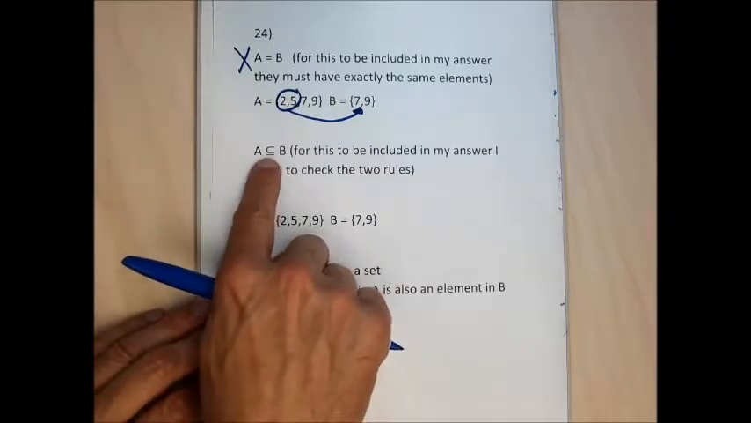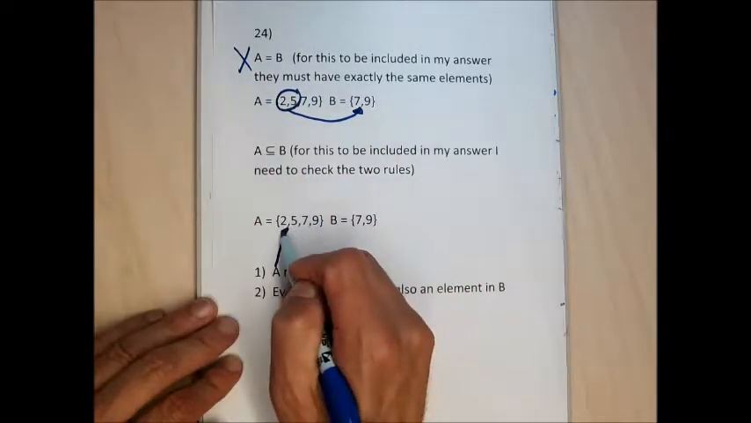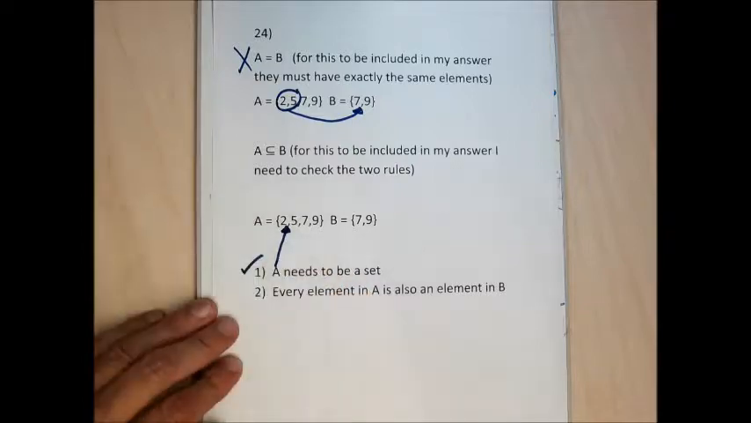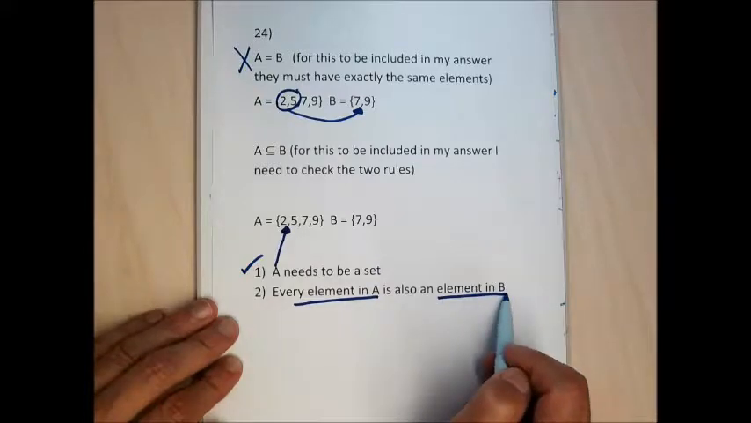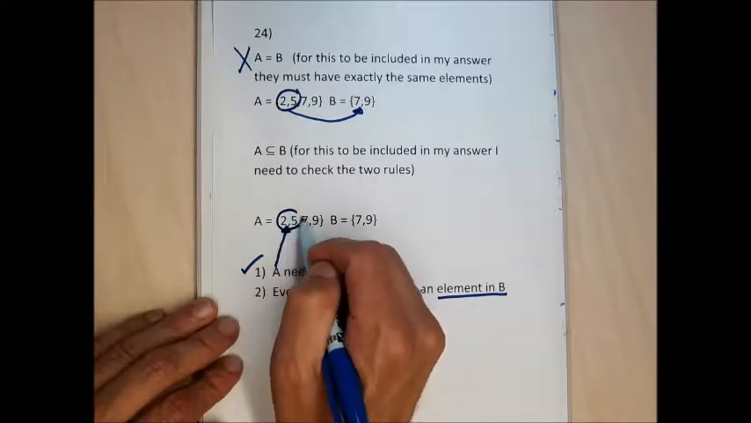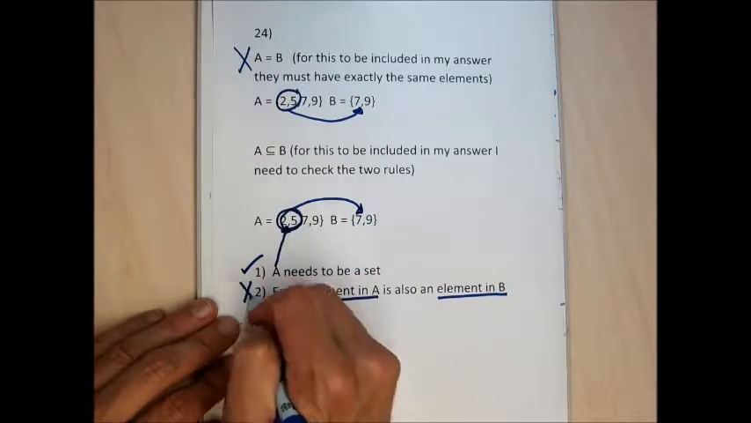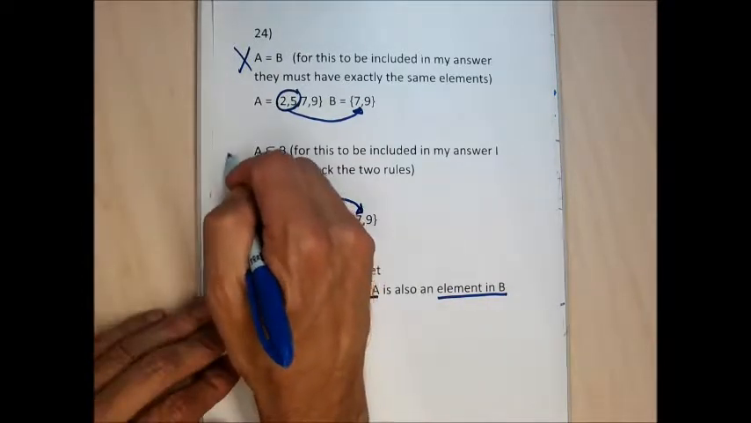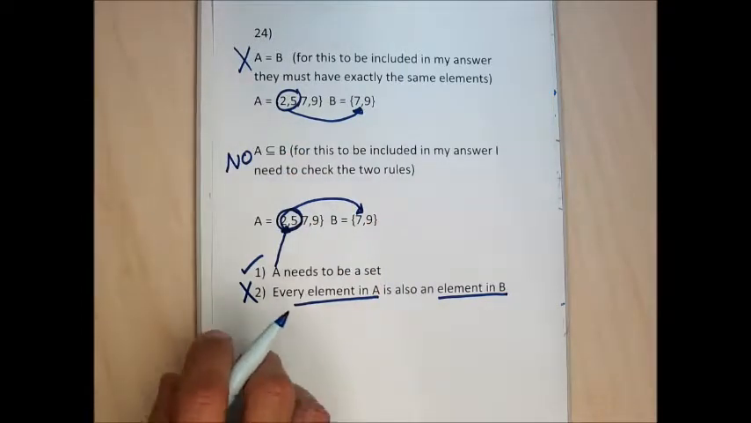Now I'm going to see if A is a subset of B by doing the two-rule check for being a subset. The first rule is A has to be a set. Because it's in set braces, it's a set. The second rule is the 4 elements in A also have to be elements in B, and this is not good because these two elements, 2 and 5, are in A, but they're not in B, so that rule gets violated. A is a subset of B is not going to be part of my answer to problem 24.